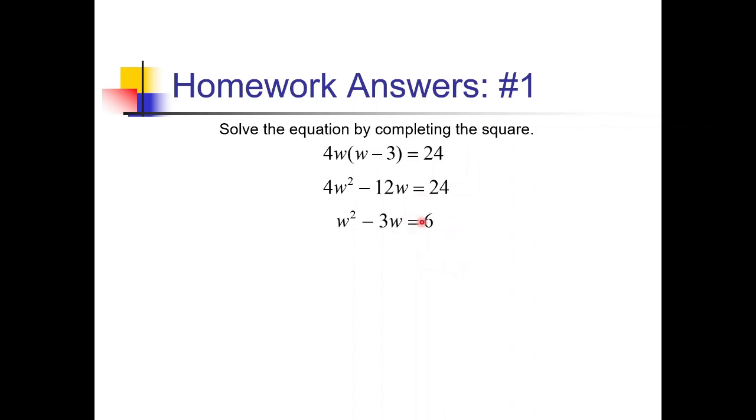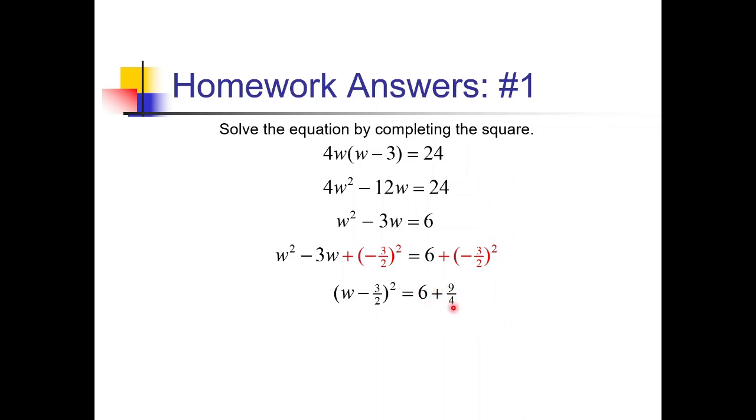And we've already got the constant cleared out to the other side, so we can start the process of completing the square with this left side. So to start that, we're going to take half of the b value, which is negative 3. We're going to square that and add that to both sides. So that's going to be negative 3 halves squared added to both sides. That allows us to factor the left side into w minus 3 halves, quantity squared. And on the right side, we've got 6 plus, now we'll simplify this to 9 over 4.